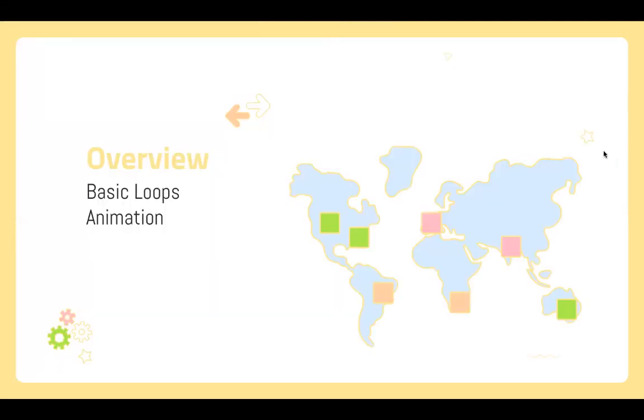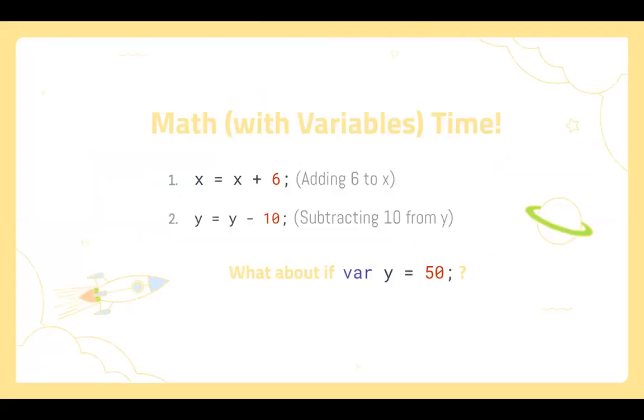So today's overview, we're going to be learning about basic loops and animation. But first, let's do some math with variables. When you see this, what do you think? x equals x plus 6. What could that be? Let's use the example from earlier where I said var x equals 5. So 5 equals now 5 plus 6.